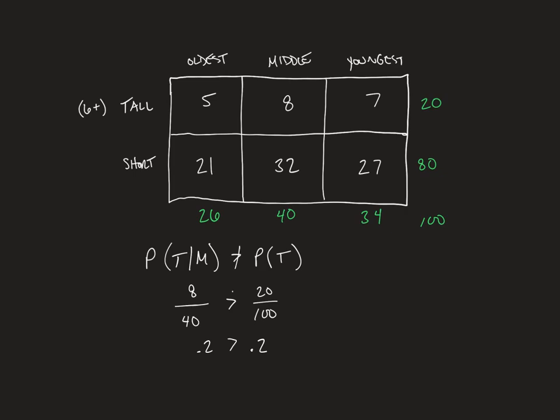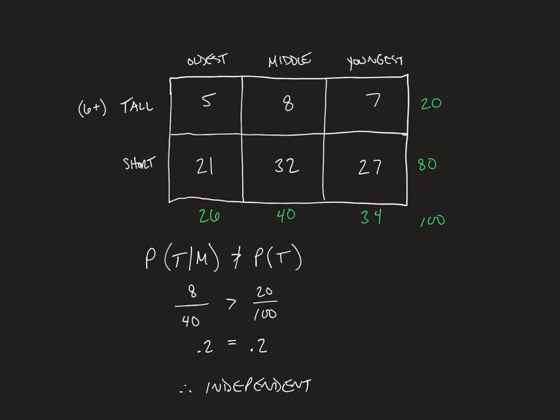So it turns out that these are not unequal. 0.2 is not greater than 0.2. 0.2 is actually equal to 0.2. So what we've discovered is that it doesn't matter if I pick from only middle children. I'm going to find the same proportion of tall people in that group as I am if I just pick from the entire population. So what I've proven here is that these two things are independent. Turns out that these things are not related to one another.